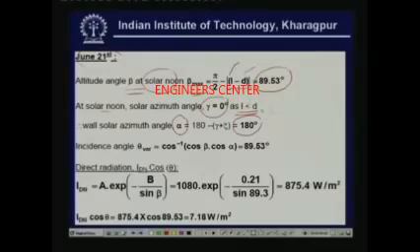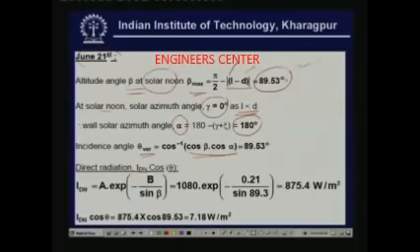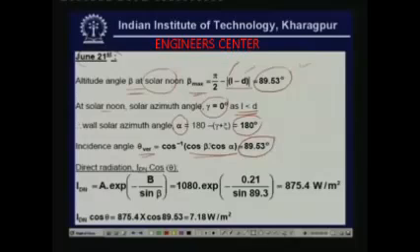Okay, once you know the value of alpha and the value of beta, we can calculate the incidence angle. Since this is a vertical wall, the incidence angle is given by theta vertical is cos inverse of cos beta into cos alpha. Beta is 89.53 degrees and alpha is 180 degrees. So, from this you find that the incidence angle is 89.53 degrees. Once you know the incident angle, we can calculate what is the direct radiation on the surface. The direct radiation is given by IDN cos theta. So, first let us find out IDN.